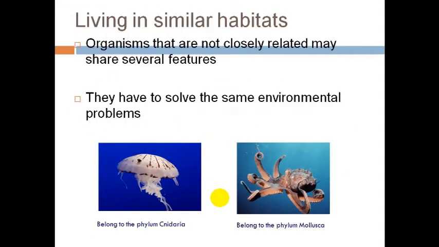Okay, living in a similar habitat. Organisms that are not closely related may share several features. They have to solve the same environmental problem. So, the group of the jellyfish belongs to the phylum Cnidaria. The group of the octopus belongs to the phylum Mollusca. Okay, so later on, I will explain what is phylum. About Cnidaria and Mollusca, I have taught you guys about this classification of invertebrates. If you guys are still unsure, you can refer back to the notes in the exercise book about the classification of the invertebrates.